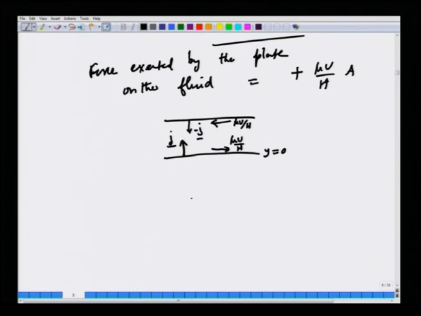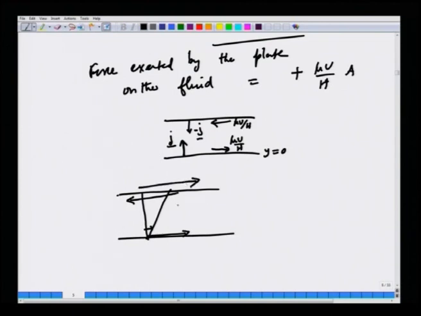So, when a fluid is flowing like this, on the bottom plate, the fluid exerts a viscous drag in this direction. On the top plate, the fluid exerts a viscous drag in this direction. So, in order to push the top plate in the plus x direction, you must exert an equal and opposite force, so that the velocity u is achieved.